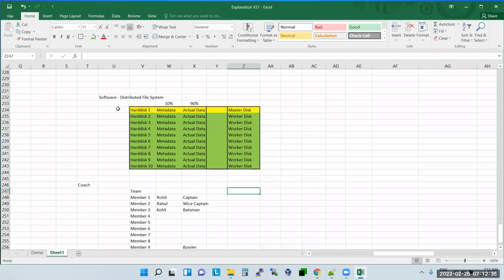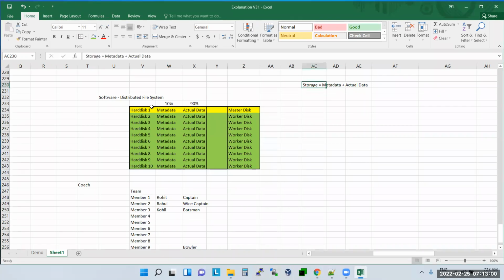Now, this entire team, as per the software, is a storage. When I say storage, any storage will have metadata plus actual data. Will you agree with me?